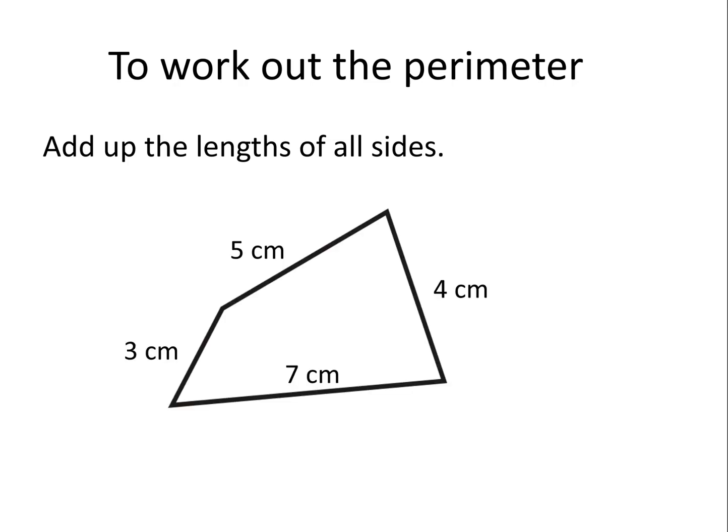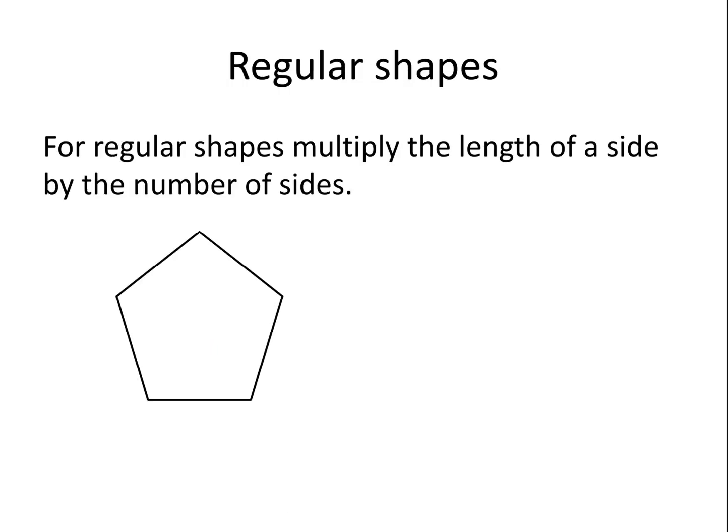So for this quadrilateral, we simply add up 3 plus 5 plus 4 plus 7, which gives me 19 centimetres. For a regular shape, we multiply the length of a side by the number of sides. This works because if I add up the same number that many times, it's the same as multiplication.